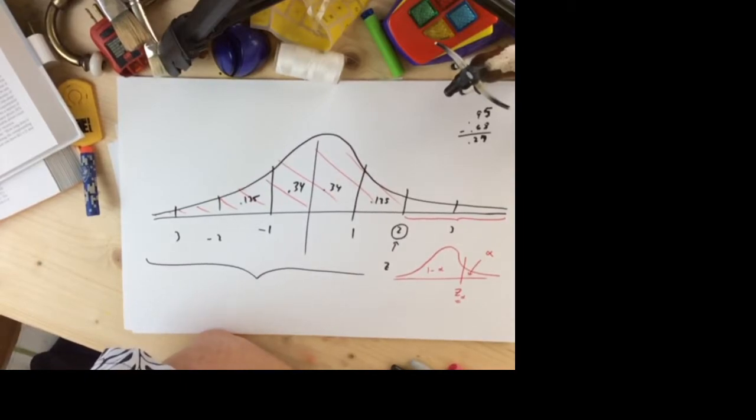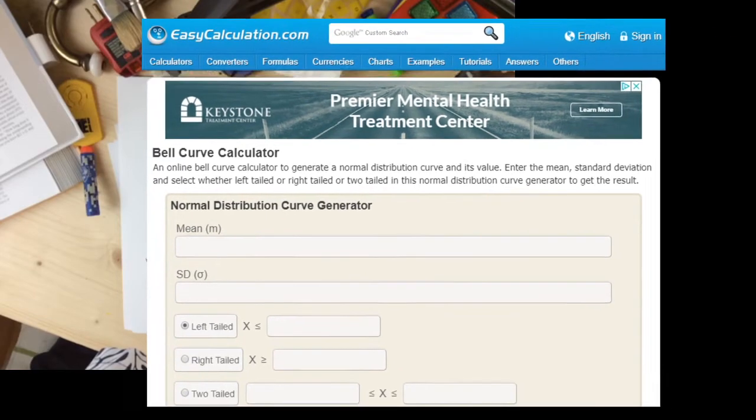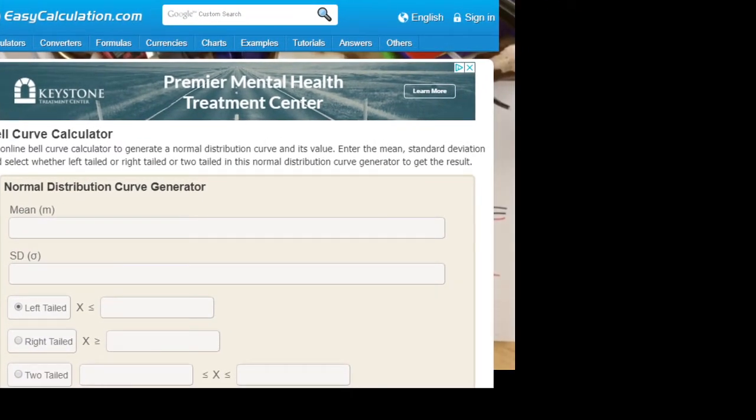So I'm going to pop up a browser here. So here's a browser. It's easycalculation.com apparently, and it allows you to put in the normal distribution, and you can check values of probability less than a value, probability greater than a value. You can also do a range, a two-tailed, and it will answer these, so you plug these in. And your calculator may have these as well.